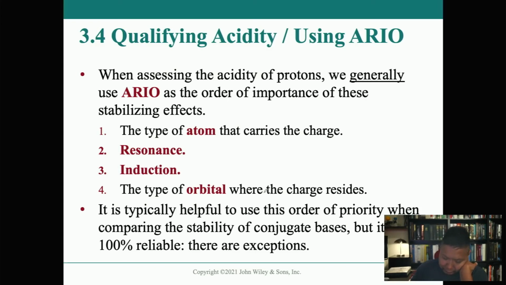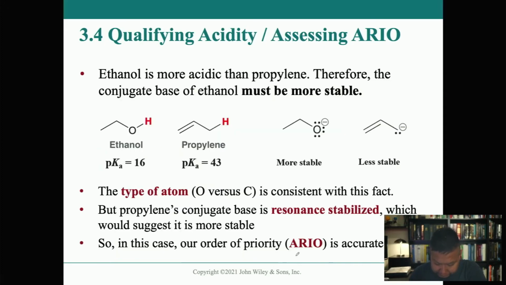So, when we assess the acidity of protons, we generally can use REO as an order of importance for stabilizing effects. We start with the atom, the A in REO, the R in resonance, I in REO for induction, and the O for orbital, right? But the problem is that it's not 100% reliable. There are some exceptions, right? There are some exceptions. And I think we're going to go through those now.